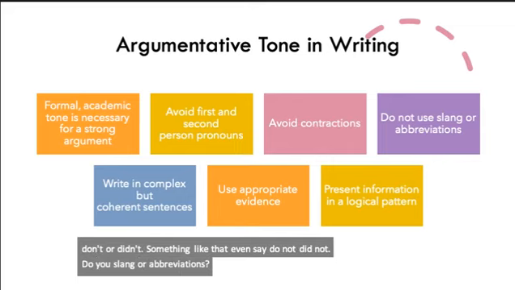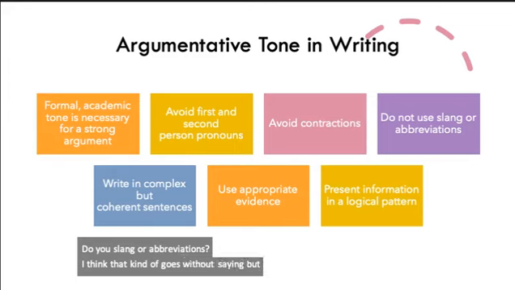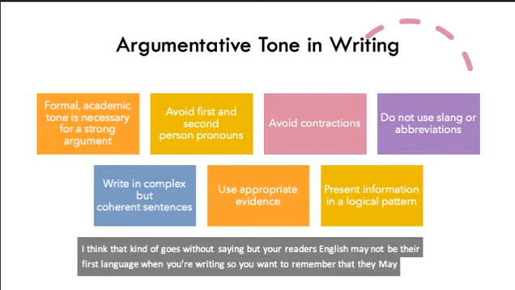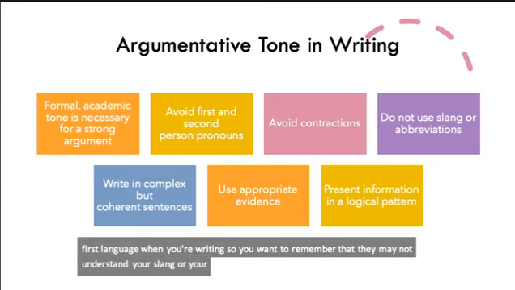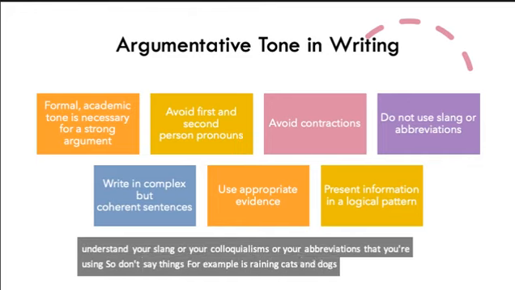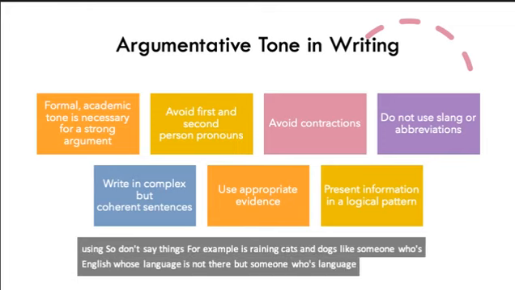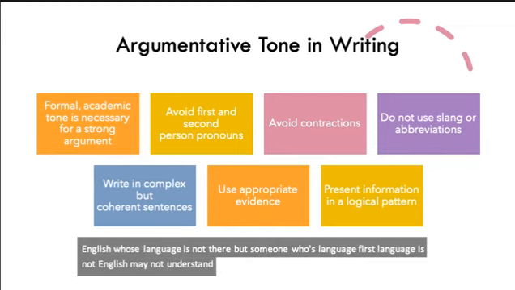I think that kind of goes without saying, but your readers' first language may not be English. So you want to remember that they may not understand your slang, your colloquialisms, or your abbreviations. So don't say things like raining cats and dogs, because someone whose first language is not English may not understand what that means, right?